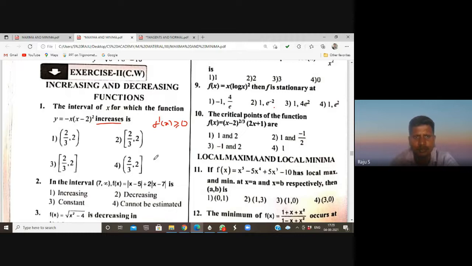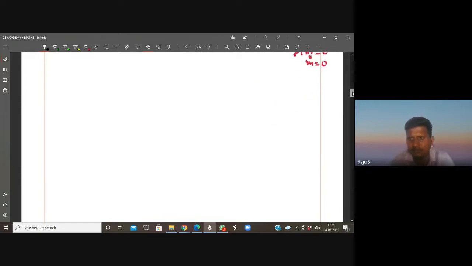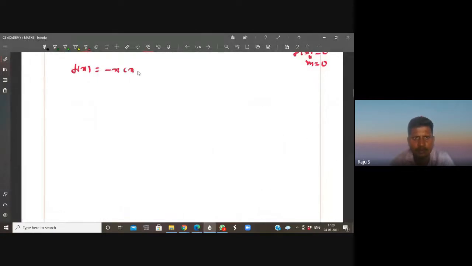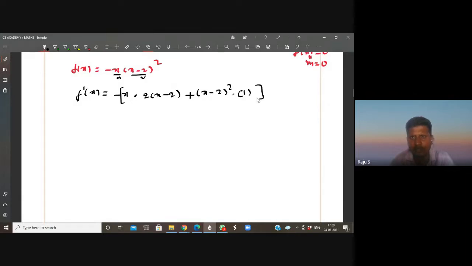So what shall we do now? Differentiate the given function. What is the function here? f of x is equal to minus x minus 2 the whole square. So differentiate: f dash of x, use the uv rule. This is u, this is v. So minus is common, x into 2 times of x minus 2, plus x minus 2 the whole square into the derivative of x, which is 1. Then f dash of x greater than or equal to 0 means increasing.